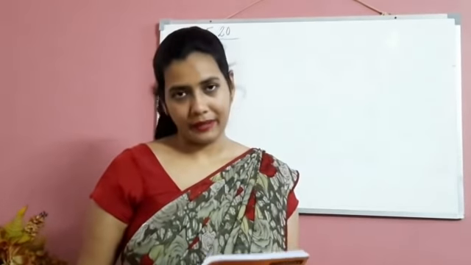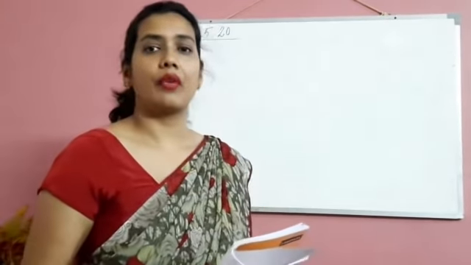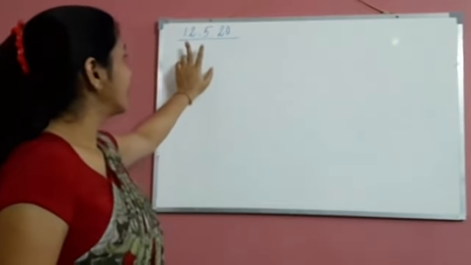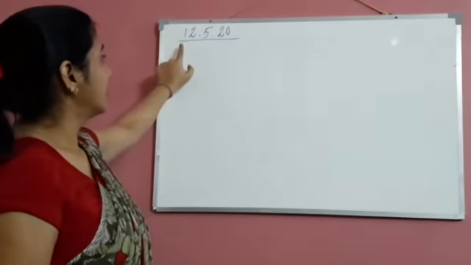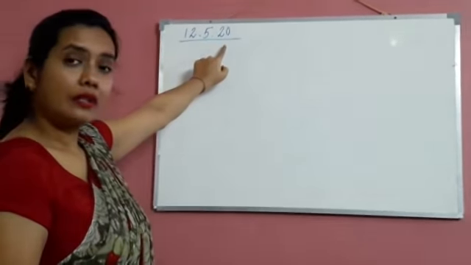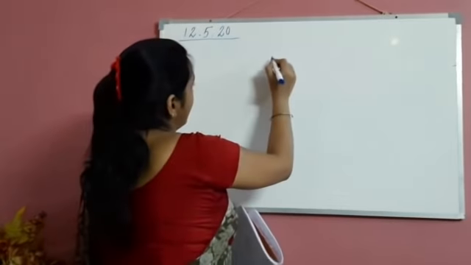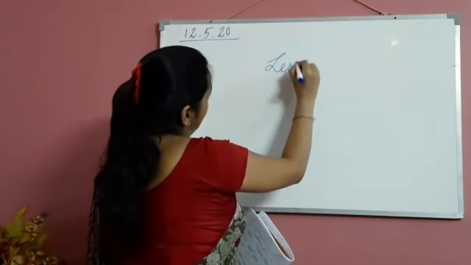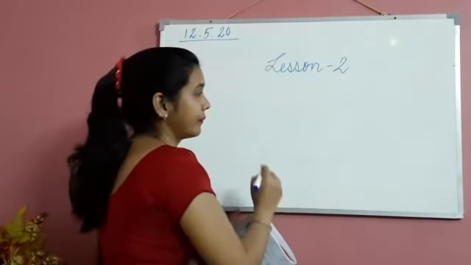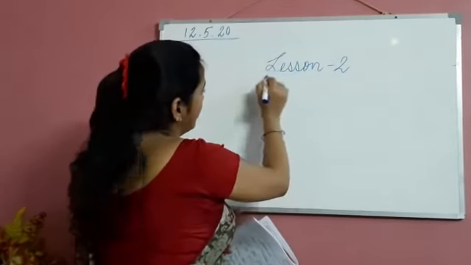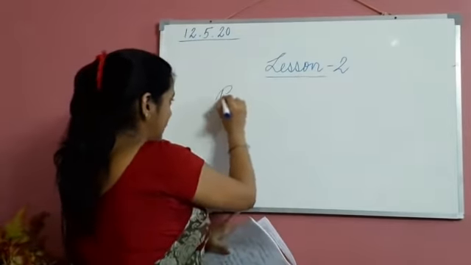This is your second lesson. Lesson number 2. Poem, Useless Things. Before starting your copy work, first write down today's date. 12/5/20. 12th May 2020. Alright students. Now after this, write down lesson number 2.